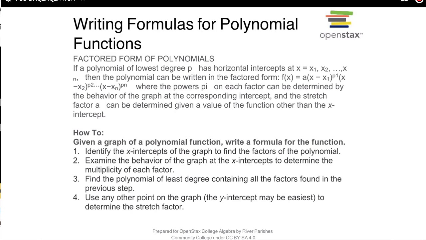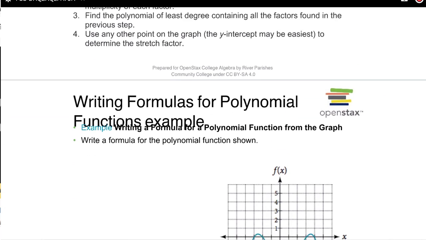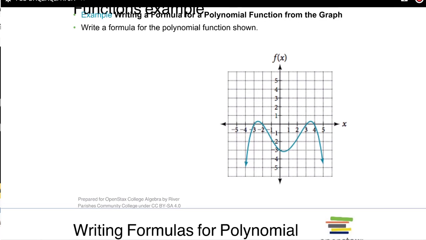So what's going to happen is we're writing an equation in this form right here: a times the first factor times the second factor times the third factor, and so on and so forth, with the factors from the graph. So let's look at this one. Let's identify the x-intercepts.